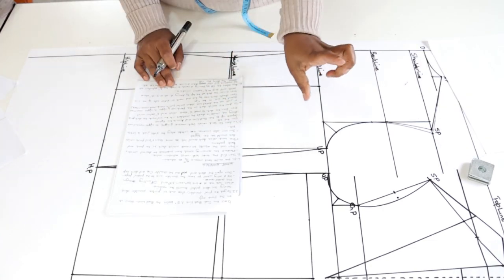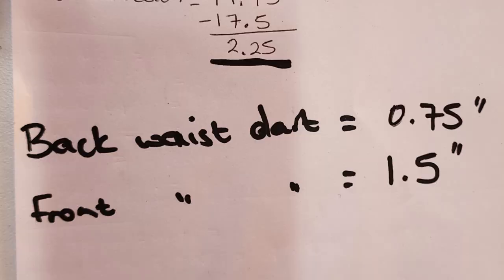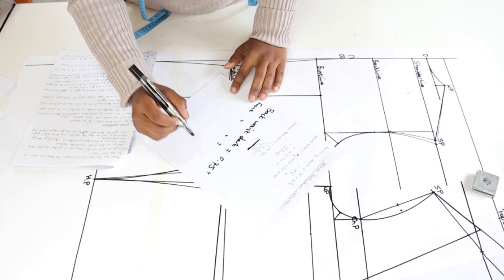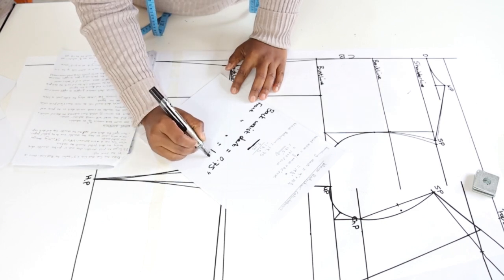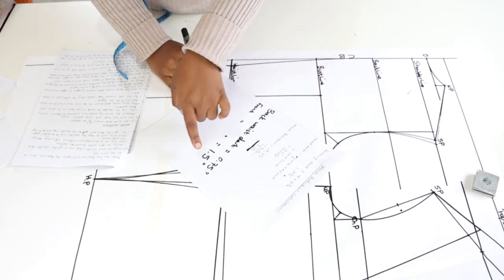Now, as a rule for creating the waist darts, the back waist dart should not be more than 1 inch and the front waist dart should be the biggest. So I'm going to make the back waist dart to be 0.75 of an inch. So if I say 2.25 minus 0.75, I'm going to be left with 1.5 inches. So it means the front waist dart will be 1.5 inch.